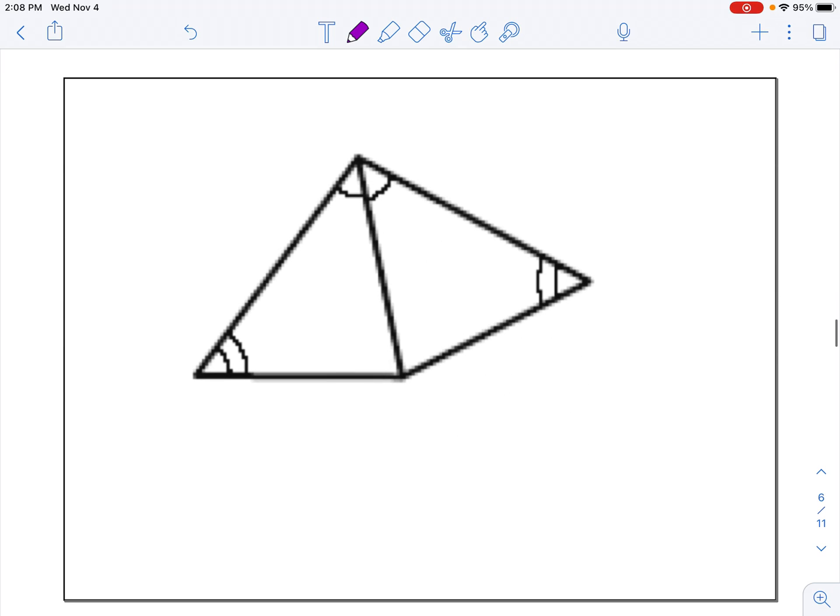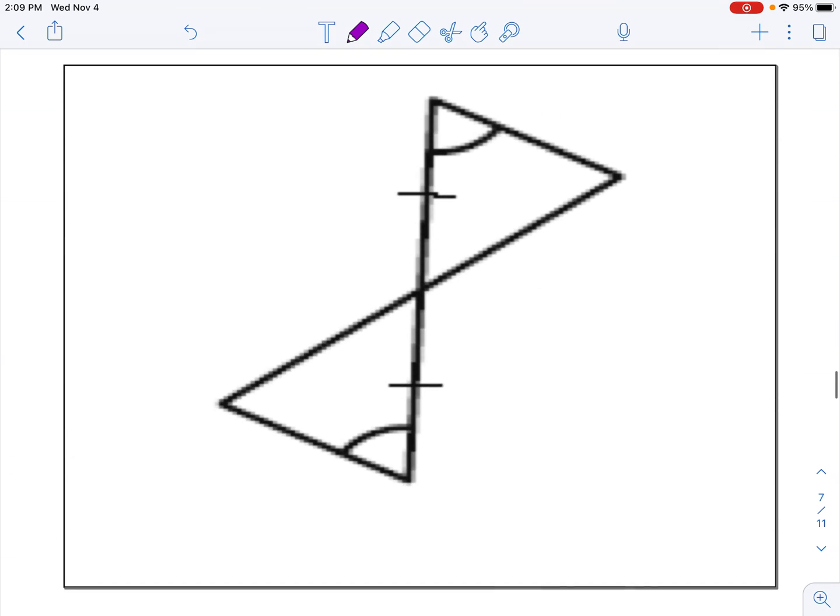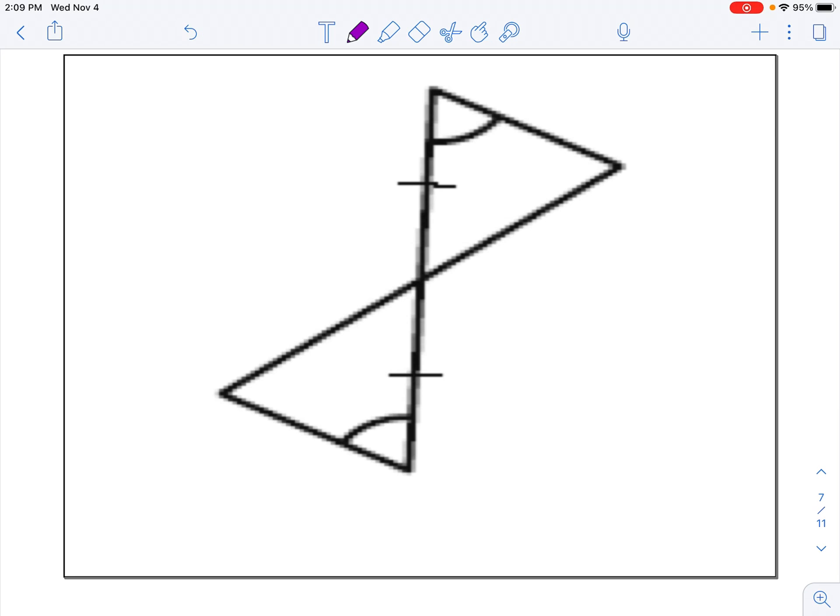In your next one, they do share a side, so I can put a mark on it. There are no parallel lines. There are no vertical angles. So right now I have 2 sets of angles, and then I have a side that is not between them. So it is yes because of the angle, angle, side. In my next one, they do not share a side. There are no parallel lines. I do have that X though, so I can mark my vertical angles to be congruent here. In this case, we now have our two sets of angles and the side that is in between them. So this one is yes because of angle, side, angle.